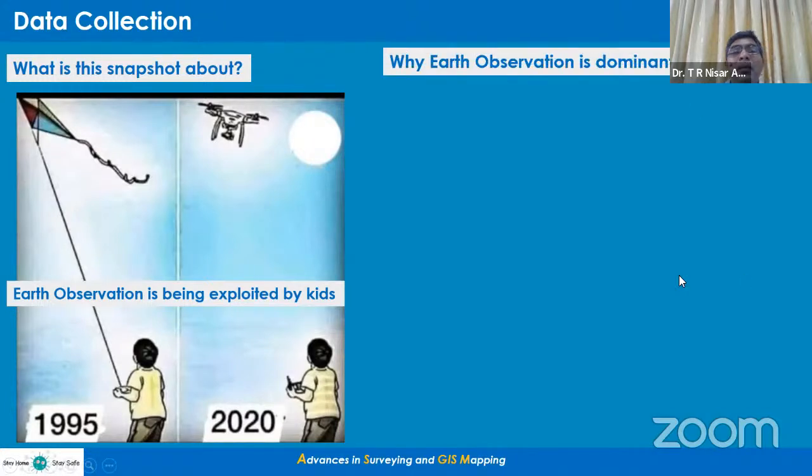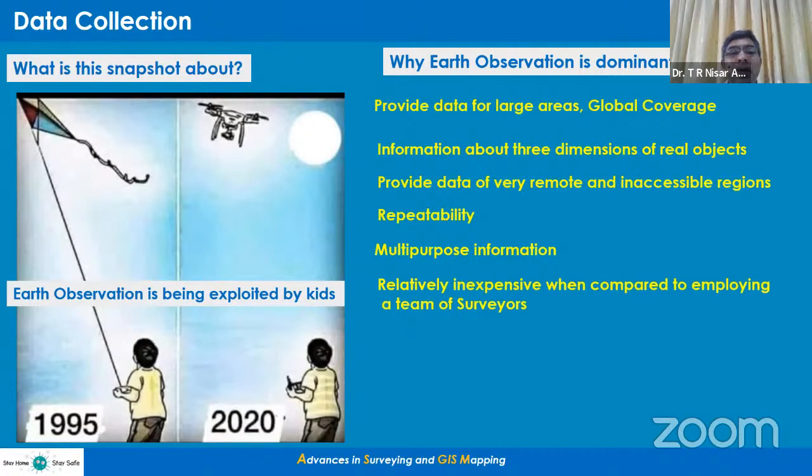So Earth observation is now very much dominating because of the following advantages. It provides data for large areas, with global coverage. It is possible to get information of the object in 3D in real time. And more importantly, data can be accessed in a remote region, and there is also repeatability: daily, monthly, weekly.